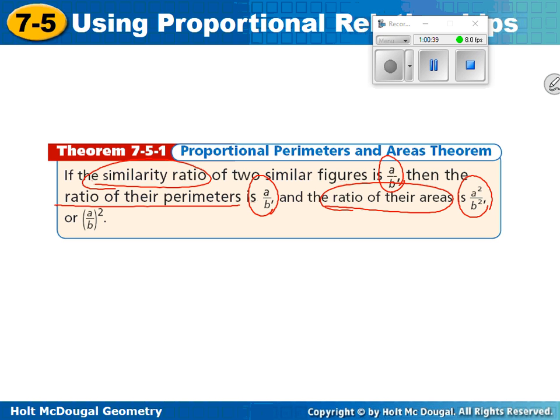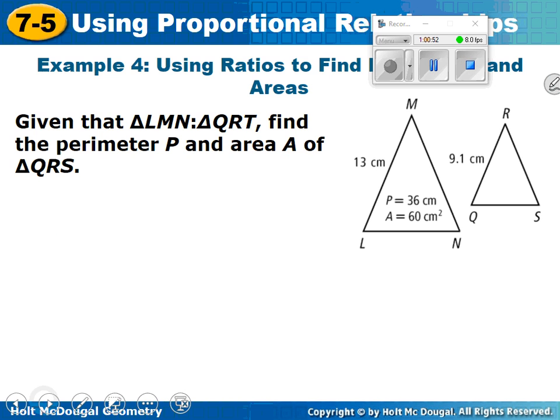Okay, if the sides are A to B, the perimeters are A to B. But the area is A squared to B squared. So when we think about square, you think about area being units squared, so it kind of goes together. Let's look at our last problem here, and there's a typo.